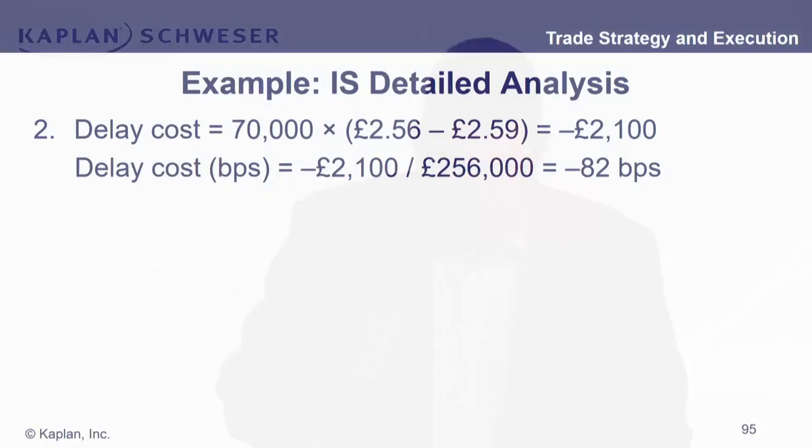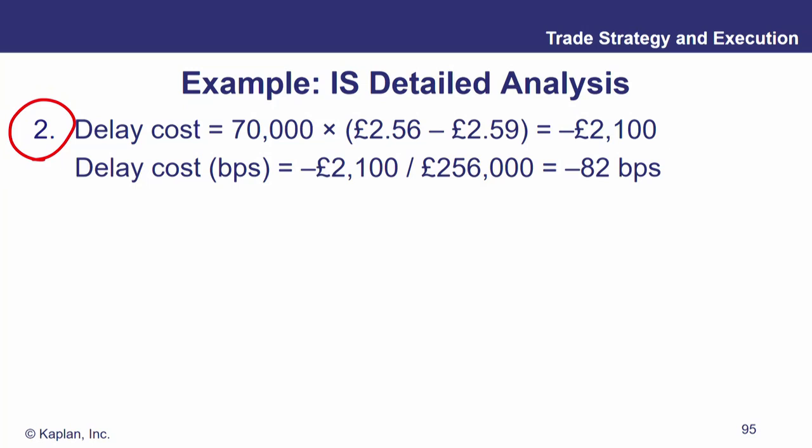Okay, so again, we've got to cover all four of the costs. We're now going to dive into the delay cost. That's what they're asking for. They want to break down this implementation shortfall. The first component is the delay cost. So the number of shares traded, which were 70,000. The 256, remember, that was the decision price. The 259, remember, that was the arrival price.